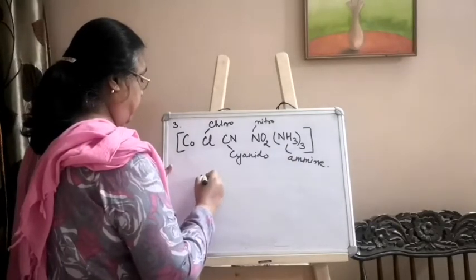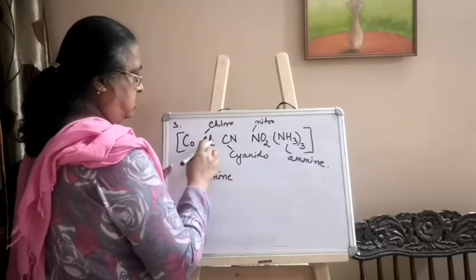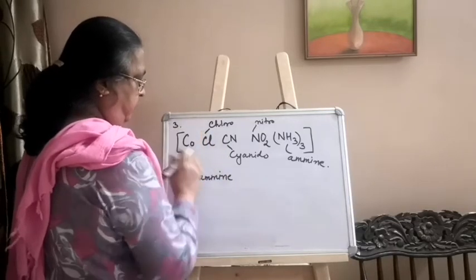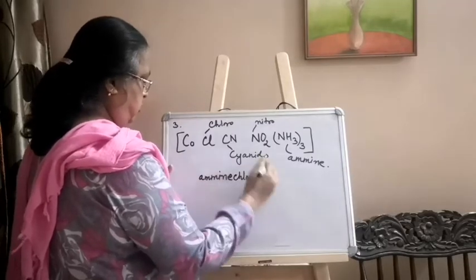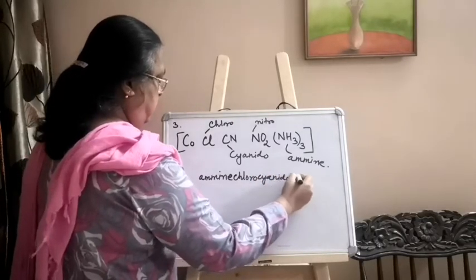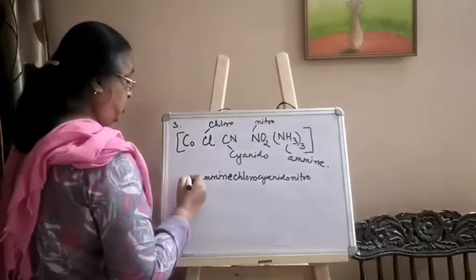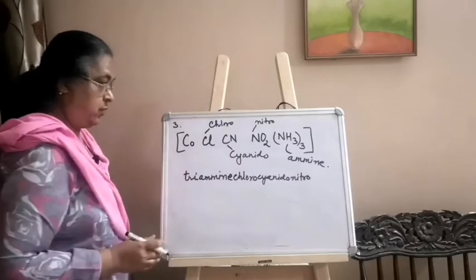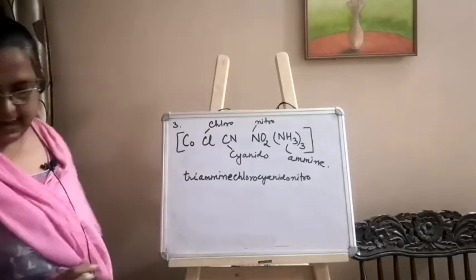So first it will be amine, and after that the C. We have two ligands starting with C, but alphabetically chloro will come first. So next will be chloro, without any space, then cyanido, and at last nitro. And here amine is 3, so you can write tri, without hyphen and any space. So this will be the way to write the names of the ligands.